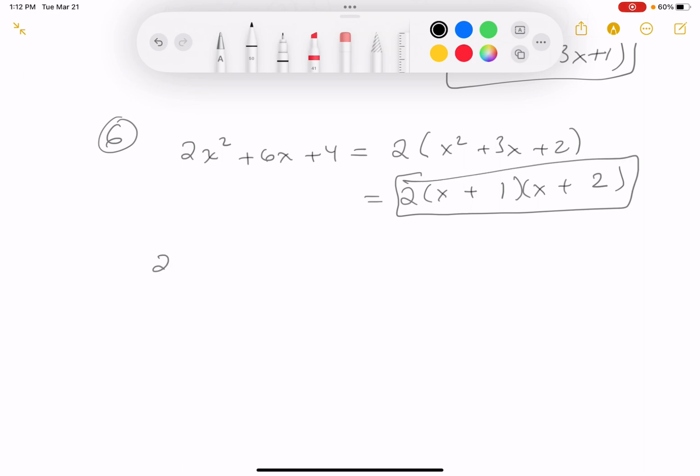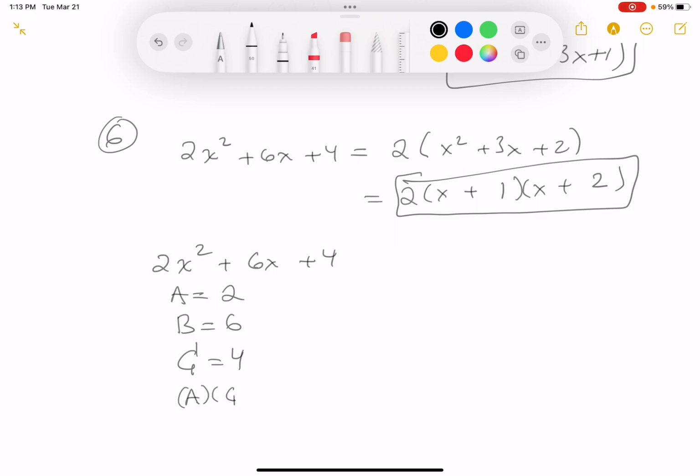Now, if you looked at this thing and you say, I don't care what you say, I'm going to do the AC method every single time, you could do that. You get the same answer, of course. What's the A? The A is 2. What's the B? The B is 6. What's the C? The C is 4. All right? What do you write down? A times C.